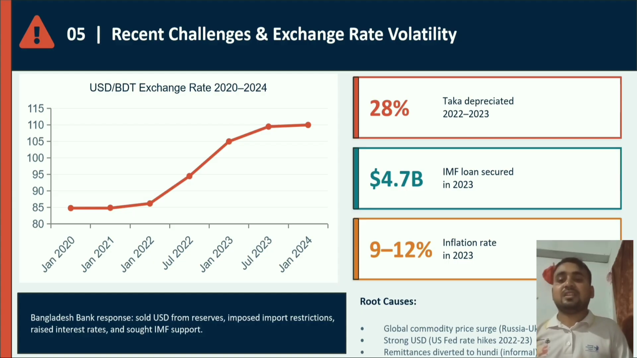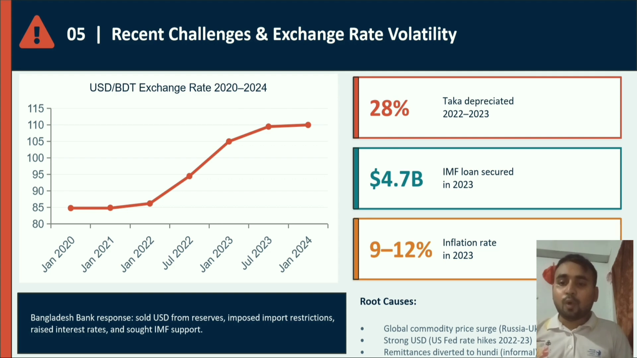As you can see on the chart, the Taka was relatively stable at around 85 to 86 per dollar until early 2022. Then it depreciated sharply, reaching around 110 Taka per dollar by 2023. That is a depreciation of nearly 28% in roughly 18 months, right? So what caused this? Three main factors came together at the same time.